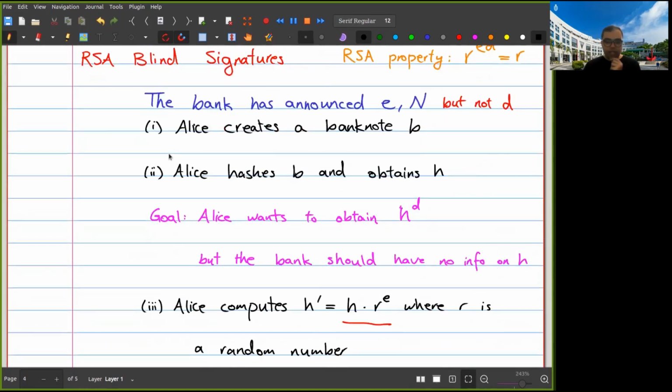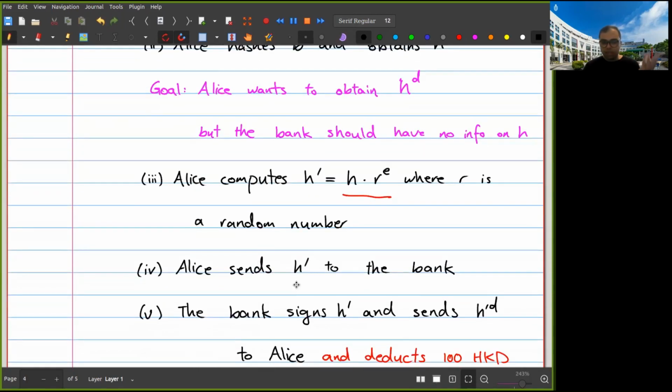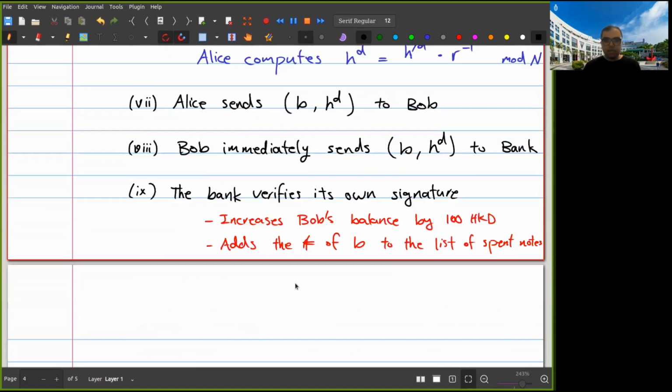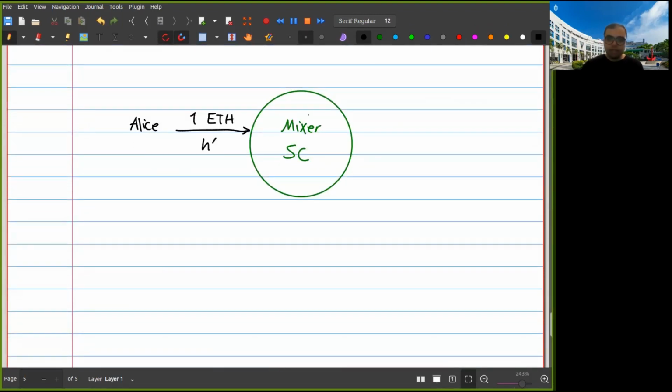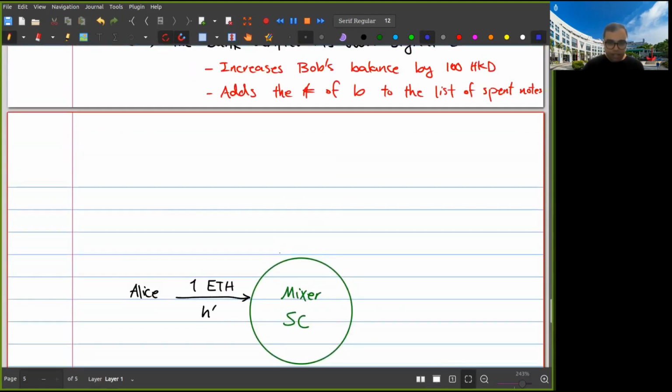And the role of the bank was to just give signatures. So now I'm going to have this Mixer smart contract, and I'm going to also have a bank. And this bank is just some real world person. I'm calling it a bank. It's not really a bank, but whatever. It's going to take the role of the bank.